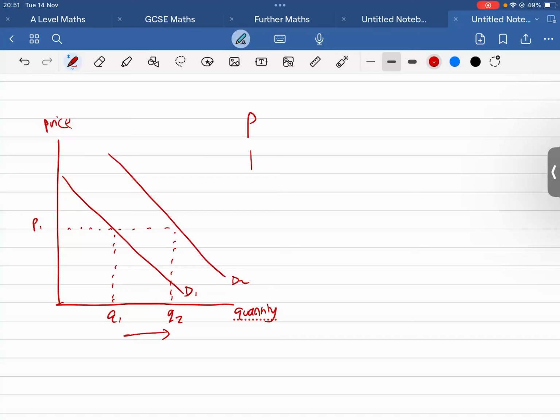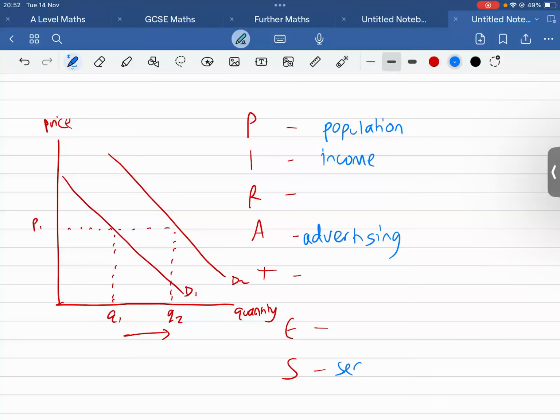And the word is PIRATES. That helps me remember it. So the P is population, the I is income, the A is advertising, the S is season. So these ones are quite easy, so I'll go through those first. If population increases, then even if milk is still £1, the number of people who are willing and able to buy milk would increase purely because there's more people in the population. If an Xbox stays as £500, then if income increases, then more people are willing and able to buy an Xbox, even if price doesn't change.